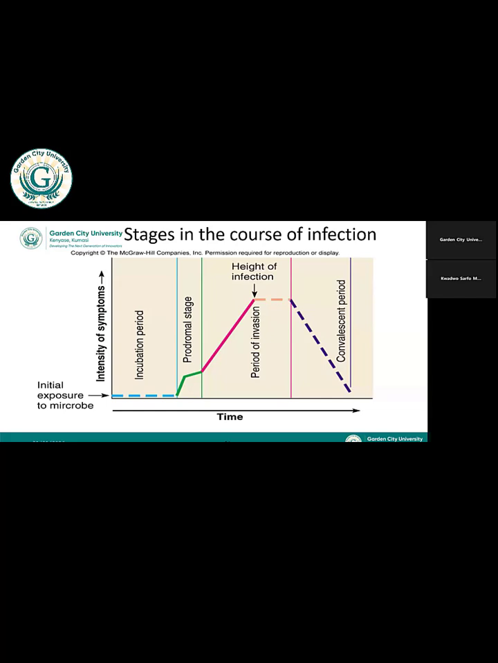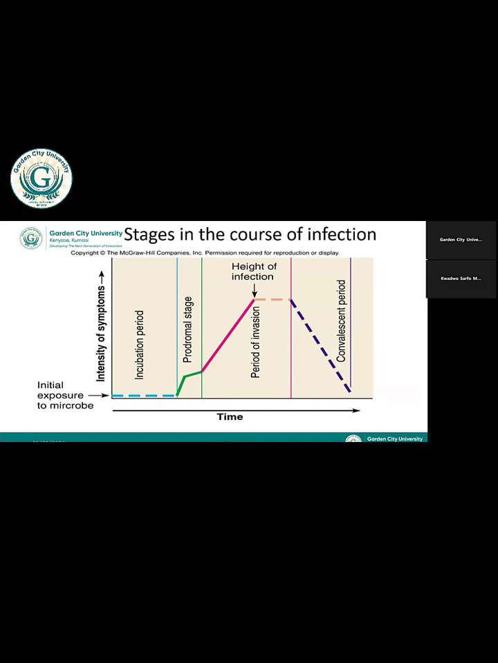So when it comes to infection, there are four main stages, and each of these stages is classified as an infection, so long as the organism is multiplying and the organism has invaded the tissues or the organs.